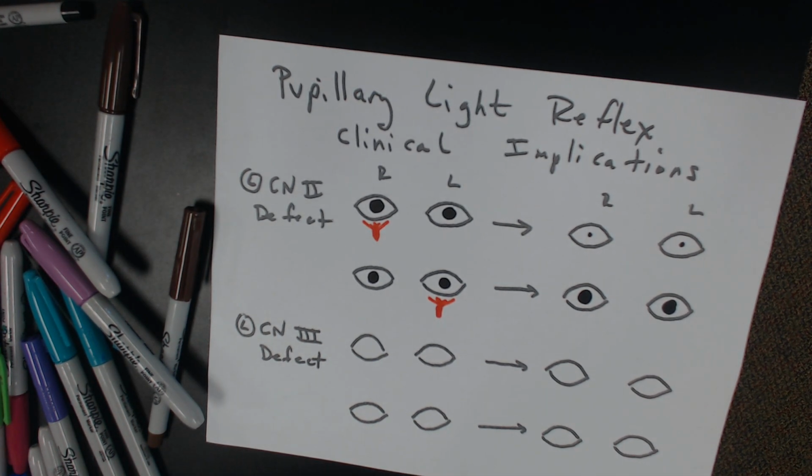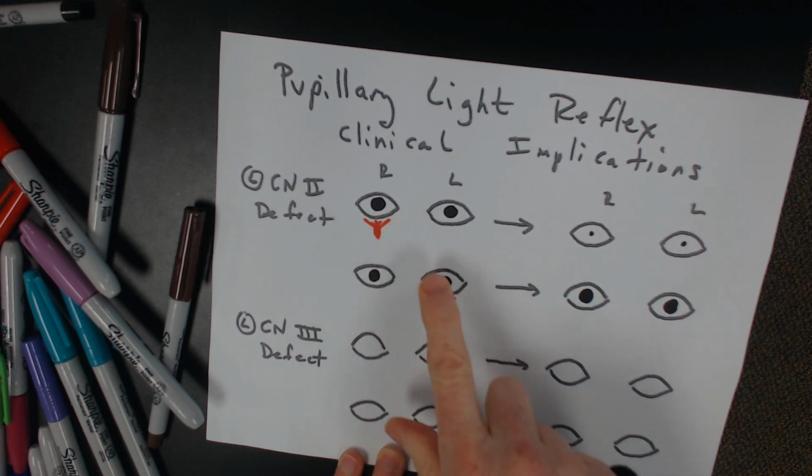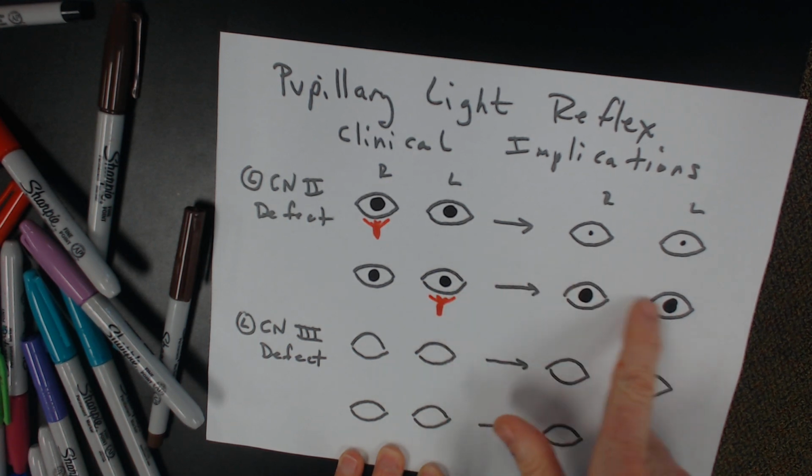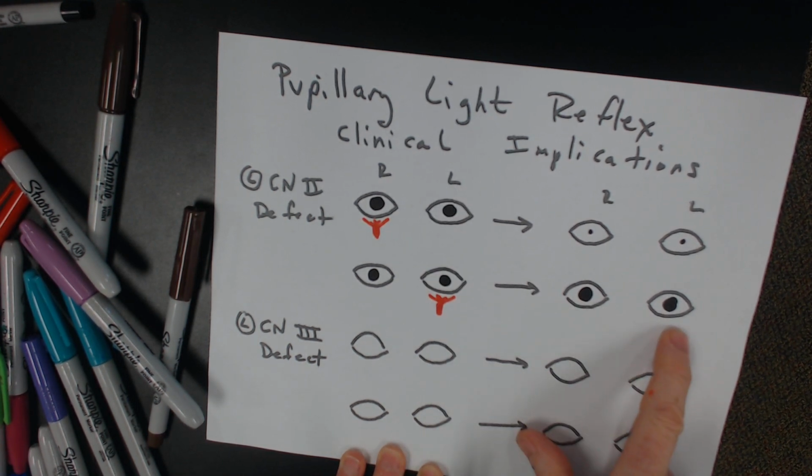So now you can see the importance of having to shine the flashlight in both eyes. Because if you just shone it in the right eye the first time and you have a left cranial nerve 2 defect, you would have never known there was a problem, right? You had to shine it in the other eye to detect the presence of that defect for cranial nerve 2.